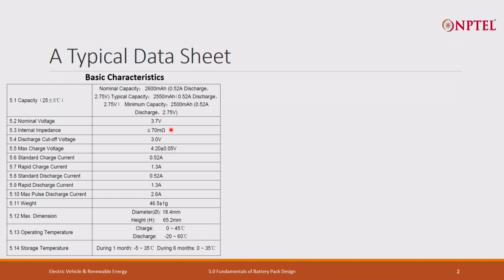You should never exceed these limits. If you go beyond these limits, then the cell warranty or the performance may not match, or the manufacturer will not guarantee anything beyond these limits. Then next it will have the mechanical dimensions of the cell. So this particular one is an 18650 cell chemistry.